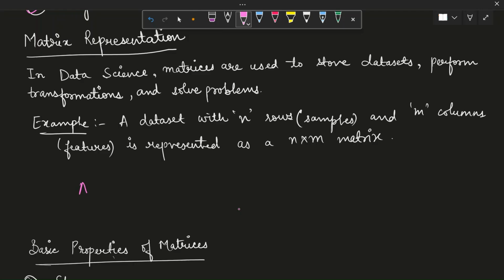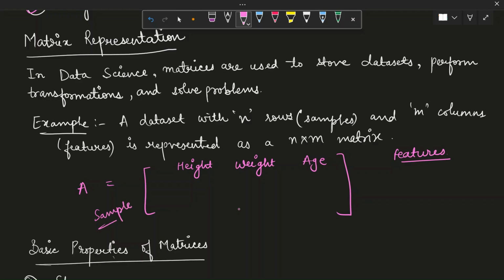Let's say we name the data set matrix as A, and we have column names as height, weight, and age. The columns are basically features and the rows will be sample values. Here we can fill in sample values like this. Any random values we can fill into it, and age we can fill. So this completes our data set with samples as rows and features as columns.